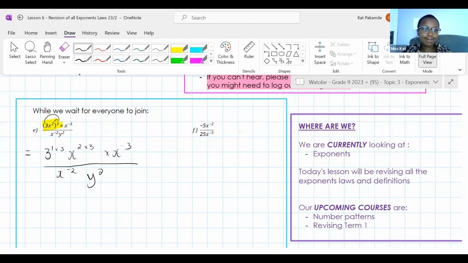Are calculators allowed? If I feel like you need them, I'll tell you to use them, but right now, no. Don't use your calculator.